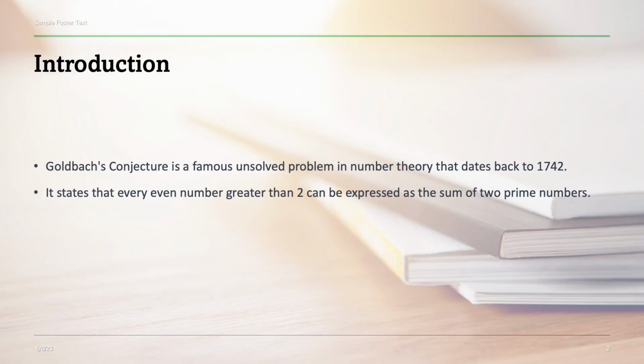Goldbach's conjecture is a well-known unsolved problem in number theory. It was first proposed by Christian Goldbach in 1742, and since then it has remained unsolved. The conjecture states that every even number greater than 2 can be expressed as the sum of two prime numbers. The problem has fascinated mathematicians for centuries, and it continues to be a topic of research.